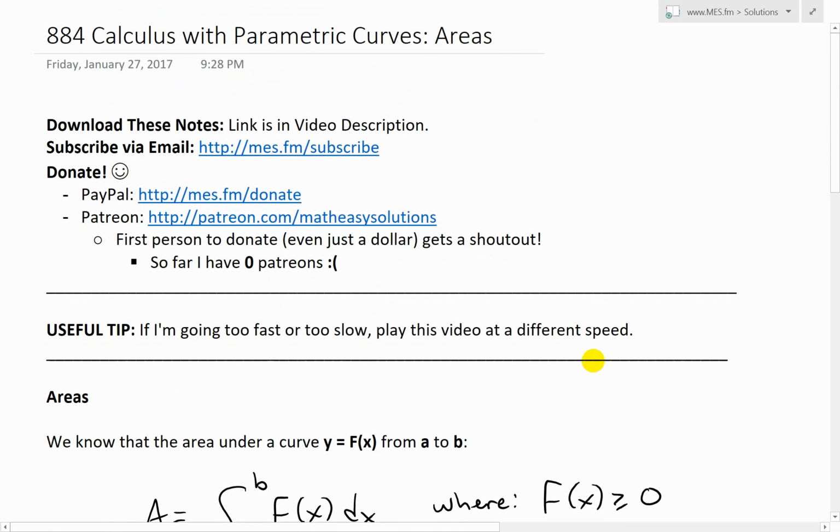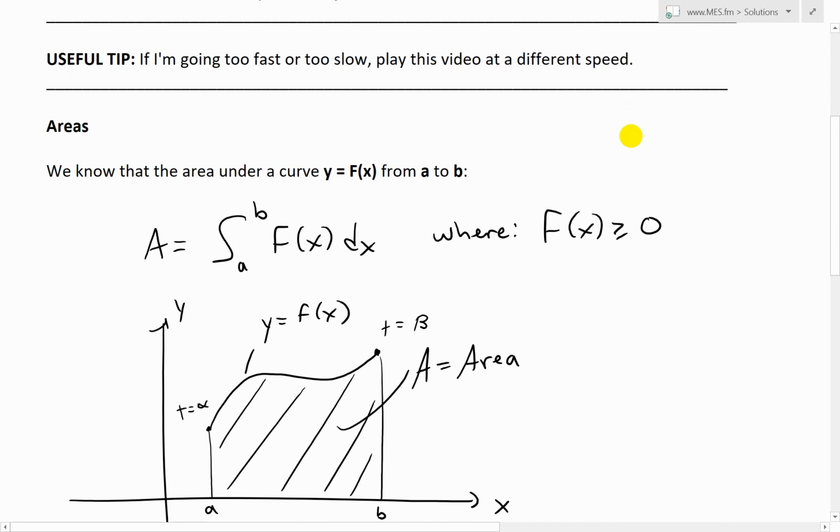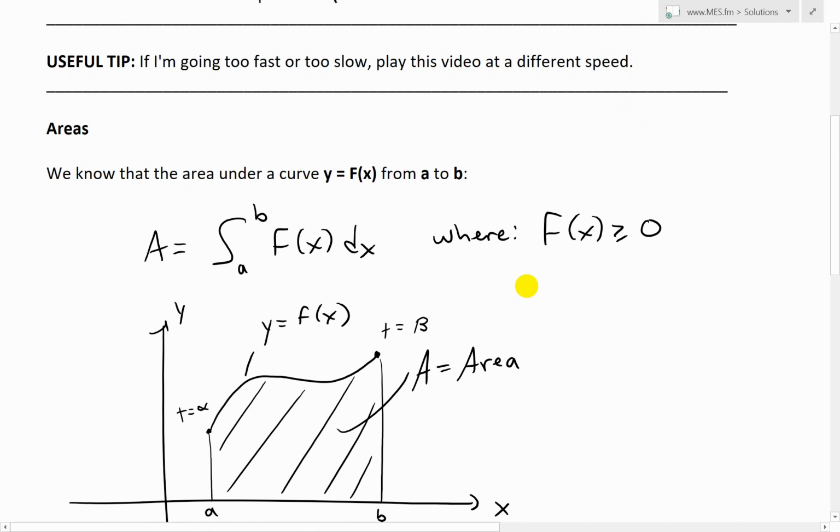Anyways, that's all for today. This was just a quick introduction to areas with parametric curves and how to use the substitution rule to write the integral in parametric form.